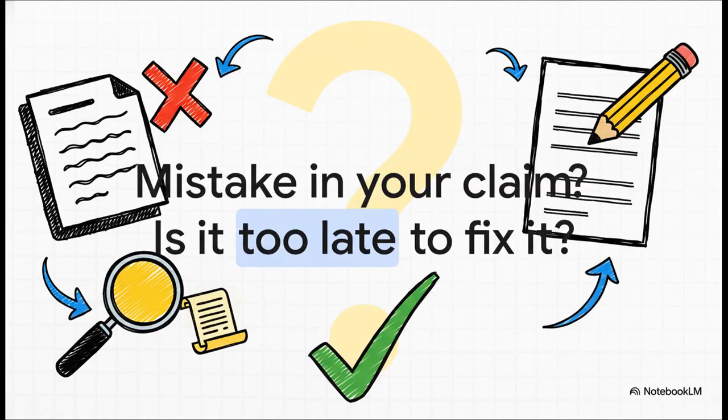Okay, let's just dive right in. Picture this. You filed your statement of claim, you've sent it off, and then you spot it. A typo, a factual error, or maybe you uncover a new piece of evidence that changes everything. Is it too late? Are you stuck with that original flawed document? Well, the answer, thankfully, is a resounding no.